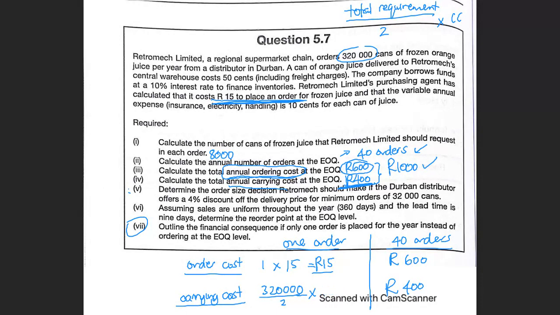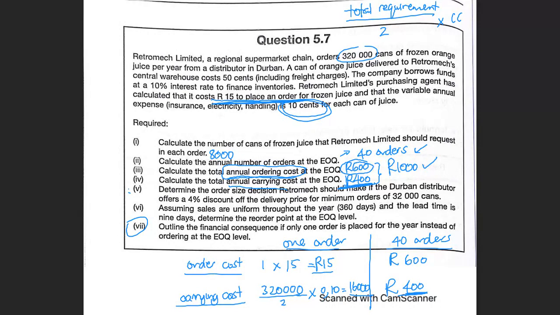The carrying cost, they said to you here, is 10 cents. So basically 0.10. This now gives us a figure of 16,000 Rand. Now, this 16,000 compared to that 4,000 is significantly higher. It's basically about, oh sorry, I think it's 40 times higher than what it would be if we placed 40 orders instead of just one.